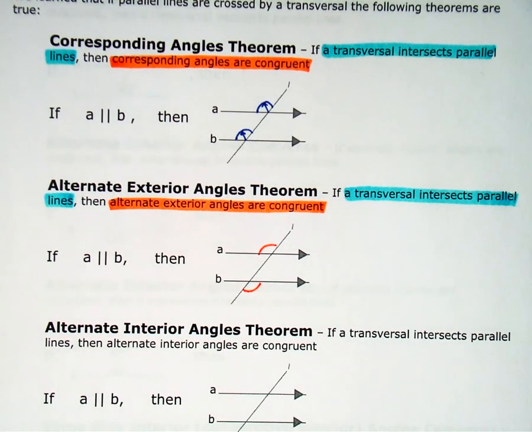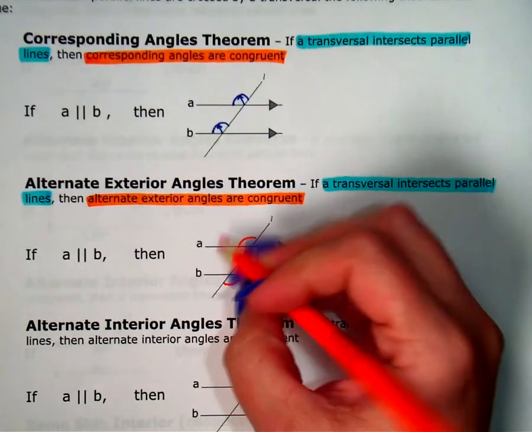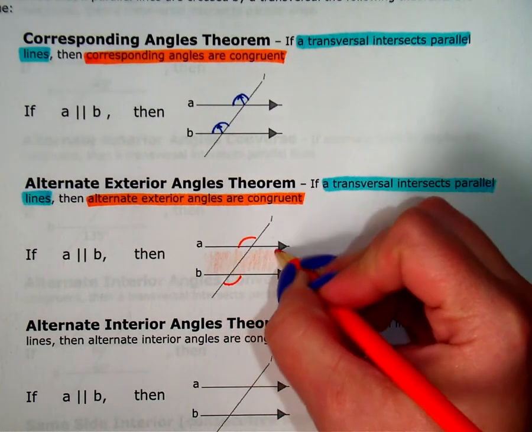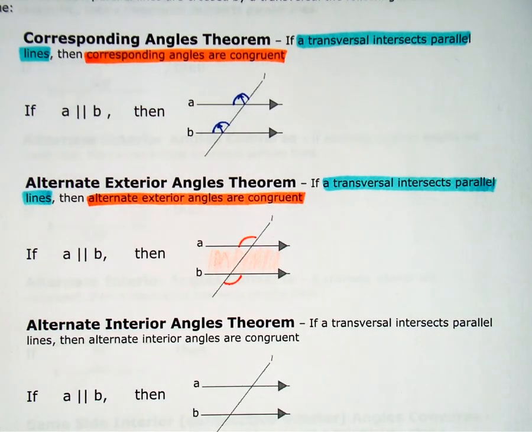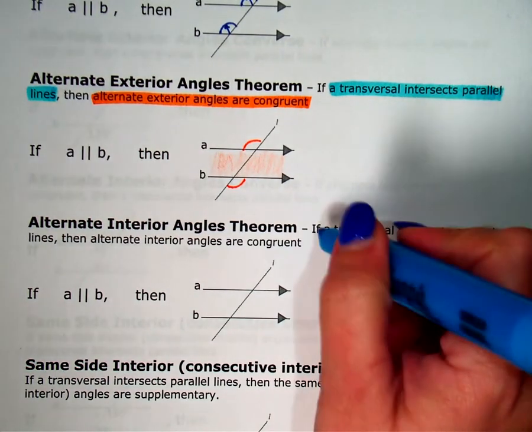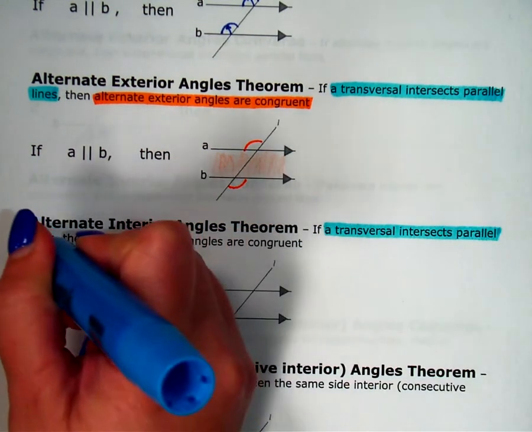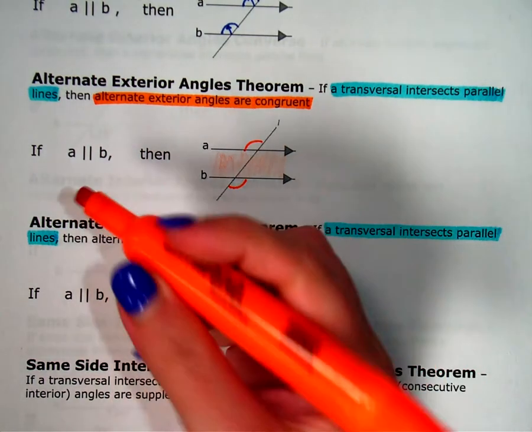Remember, alternate exterior means they're on different sides of the transversal, which would be this line here. And then exterior means they are not in the interior, right? Remember, this part's the interior. Okay. The next one, alternate interior angles theorem: if a transversal intersects parallel lines, here's my hypothesis. If a transversal intersects parallel lines, then alternate interior angles are congruent.